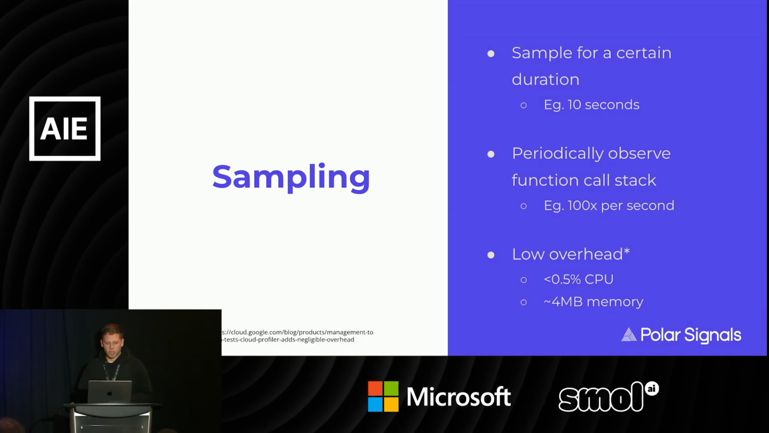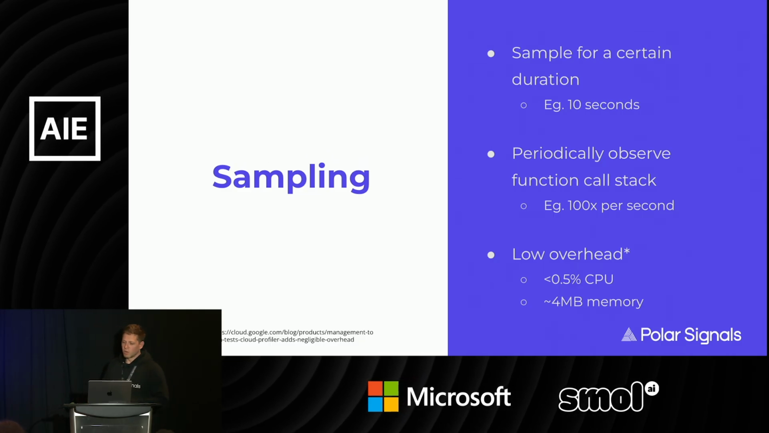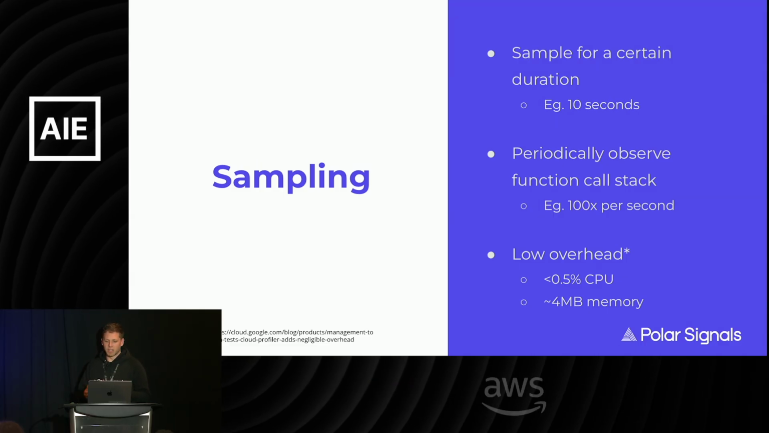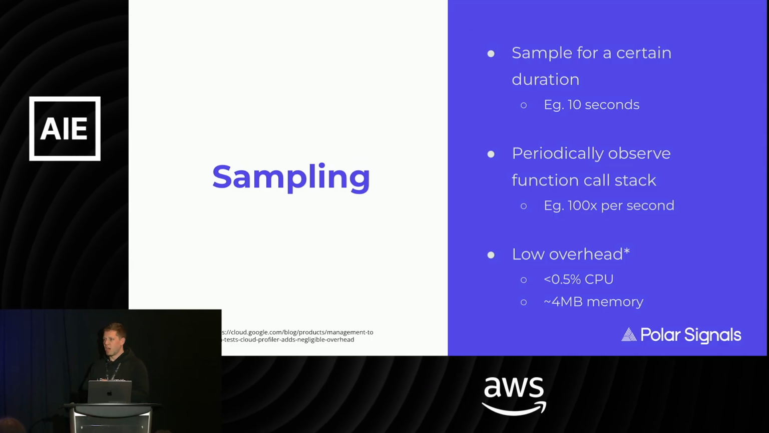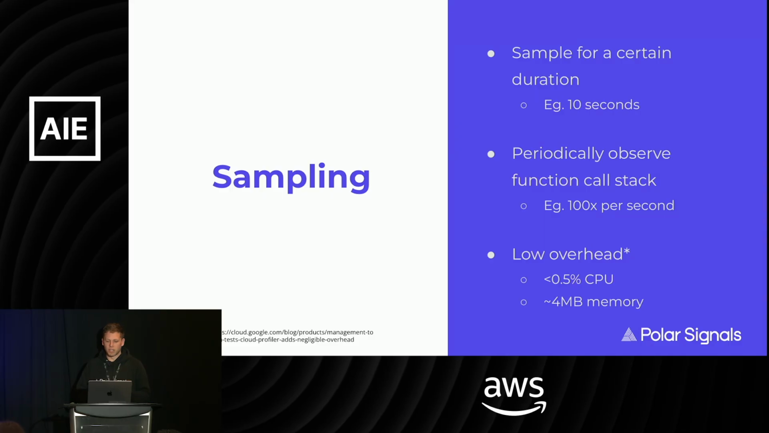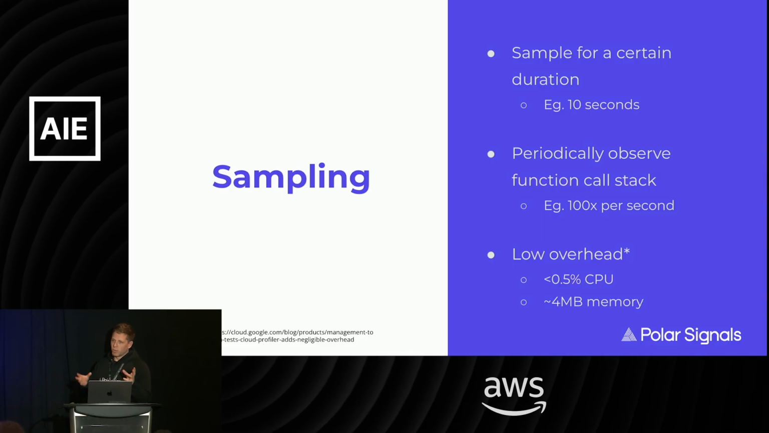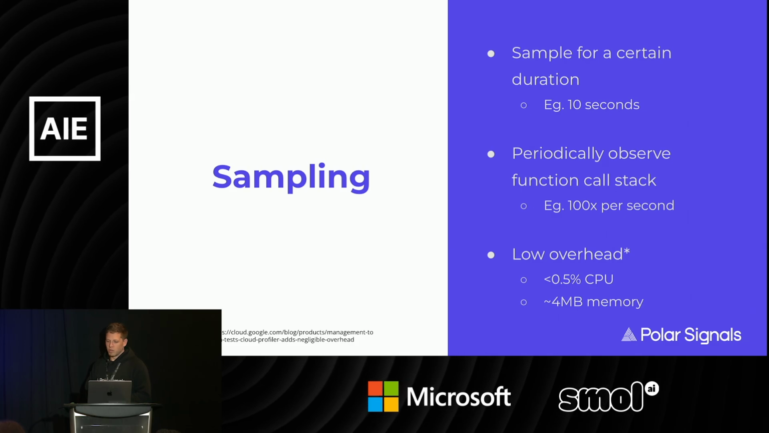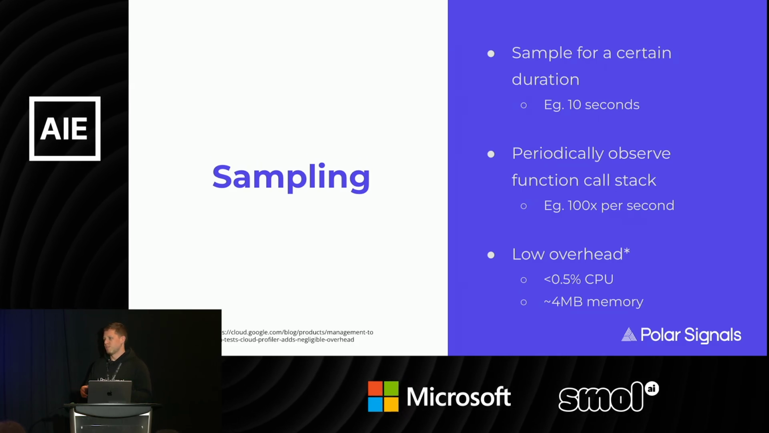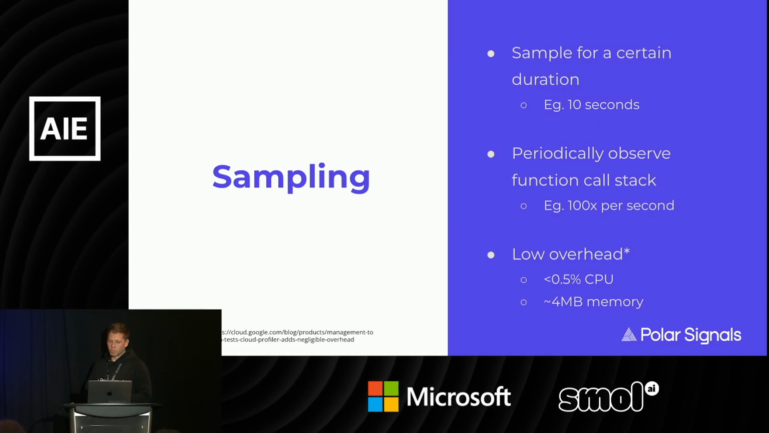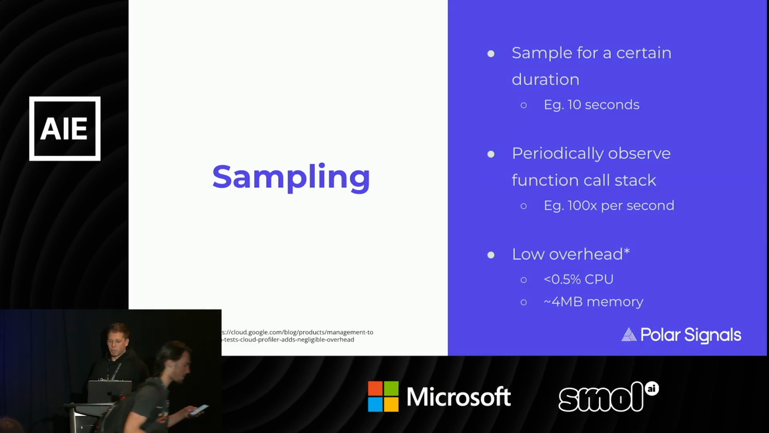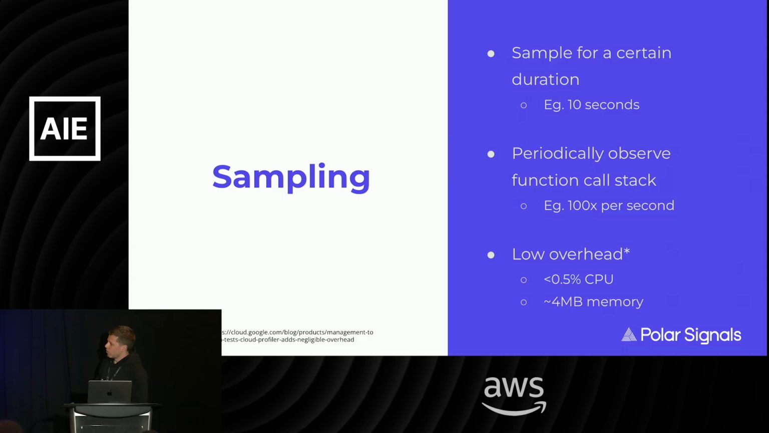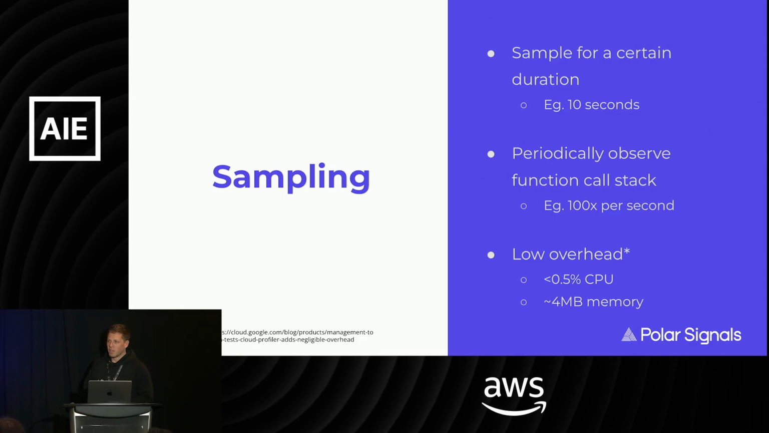And that is why we're doing sampled profiling. What we do is sample for a certain duration, like 10 seconds, and we only sample 100 times per second or 20 times per second, etc. You can tweak that: how often do you want to profile and sample? 100 times per second isn't that much for a CPU, and that's why you get less than a percent overhead on the CPU and only about 4 megabytes of overhead for the memory profiling.